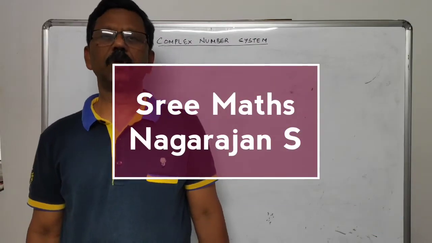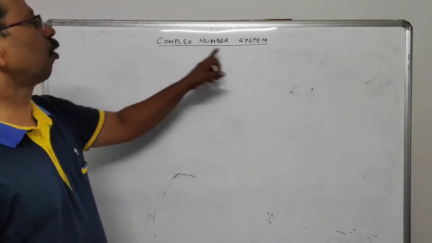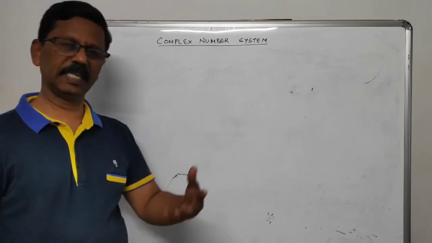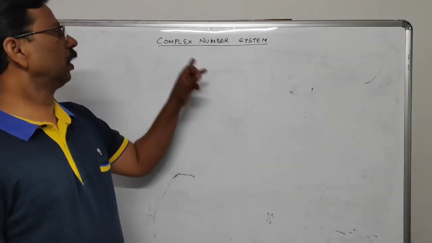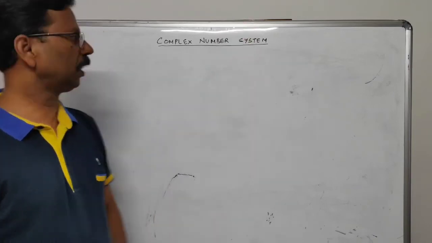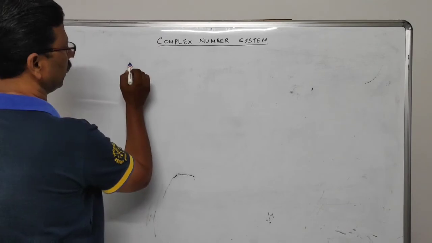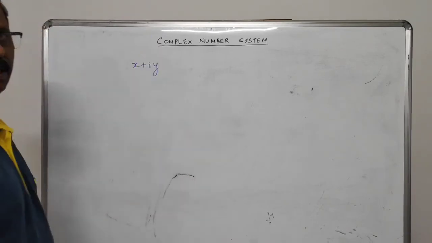Hi students, before entering into the exercise, let us discuss the complex number system. Let us see what the complex number system is. First we have seen what an imaginary number is, then we have seen what a complex number is. Now we are going to talk about the complex number system. Any number we can write in the form x plus iy is called a complex number.